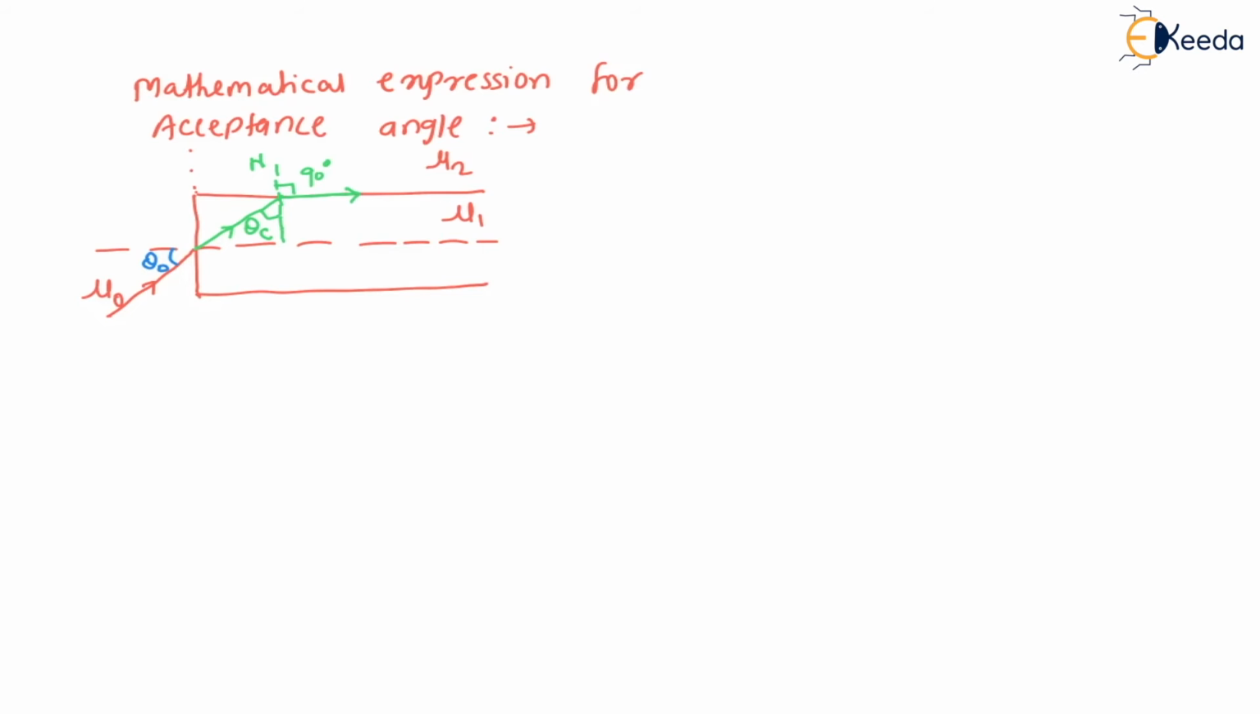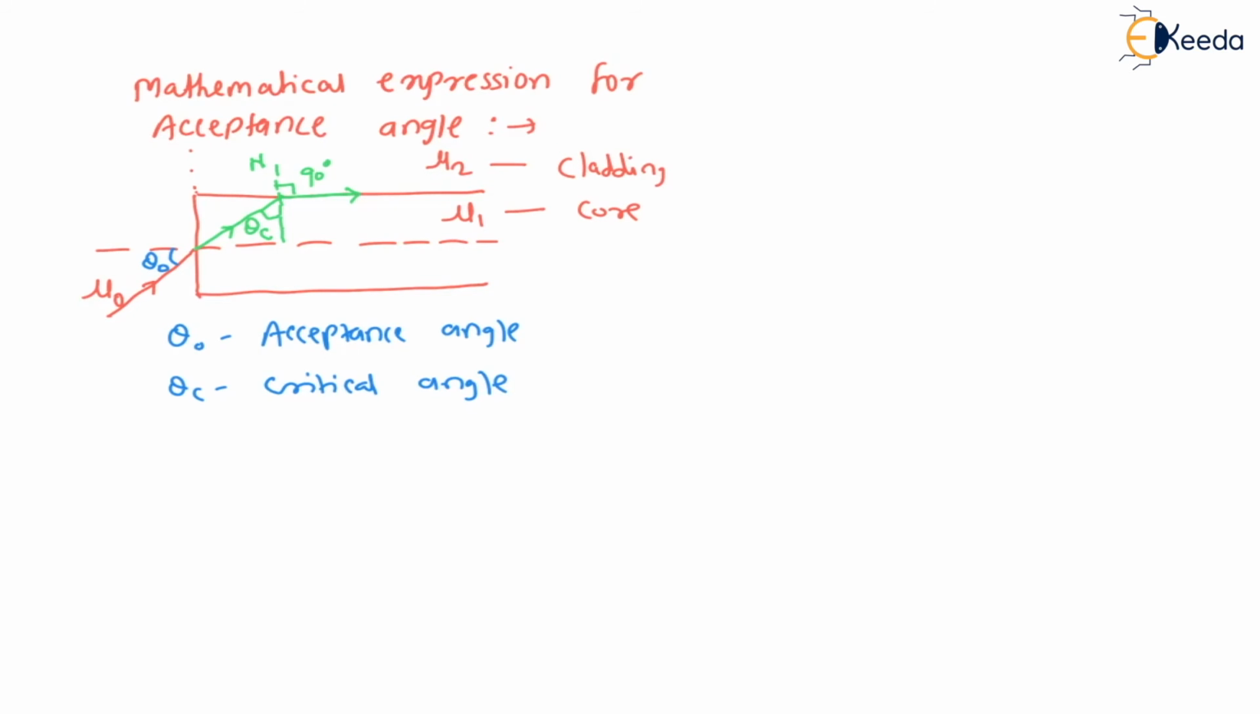So now here we can write theta naught as the acceptance angle. Then this theta c is the critical angle. And this mu naught is the refractive index of the medium where this optical fiber has been kept. Then this mu 1 is the refractive index for the core medium, and this mu 2 is for cladding. Now we'll derive the formula for this theta naught, that is the acceptance angle.